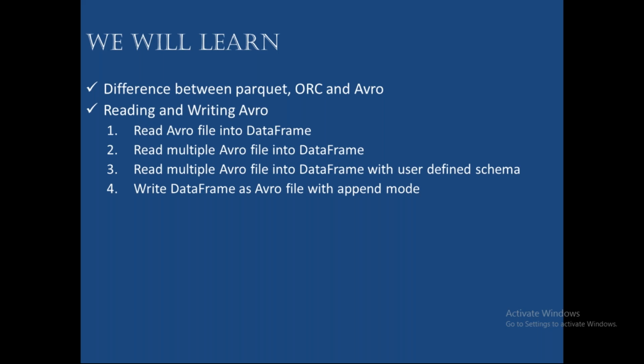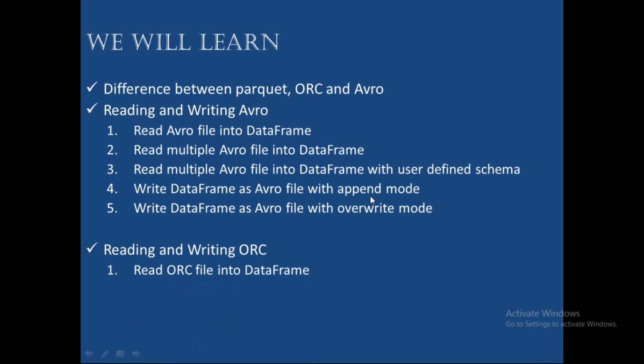Next, write DataFrame as Avro file with append mode. So after reading the Avro files, I will get a DataFrame. On the DataFrame, I will apply some kind of a transformation. After transforming, I want to write my resultant DataFrame as Avro. When you are writing Avro file format, you can use two modes, append mode and overwrite mode. We will see the difference between these two. Already we know append means it will add the new data to the existing data. Overwrite means it will remove the existing data and add only new data. These things we will see with respect to Avro, and we are also going to discuss ORC today.